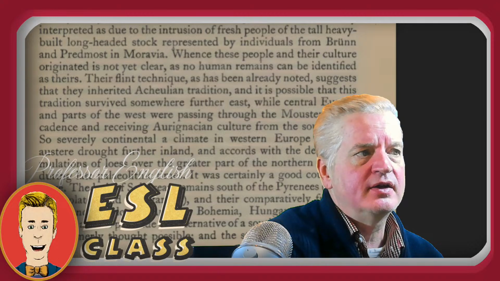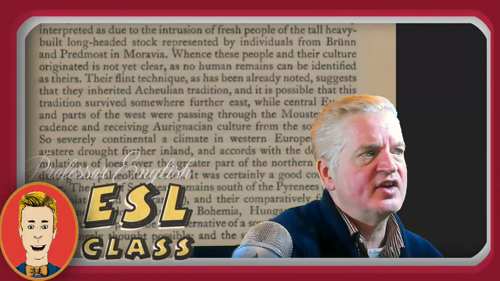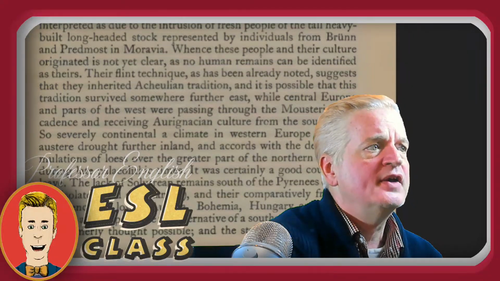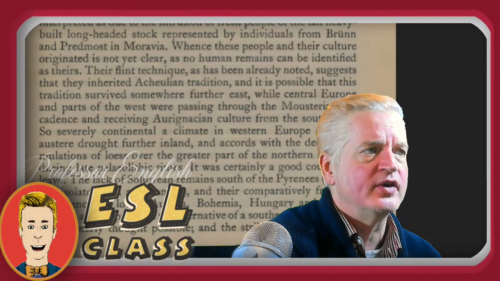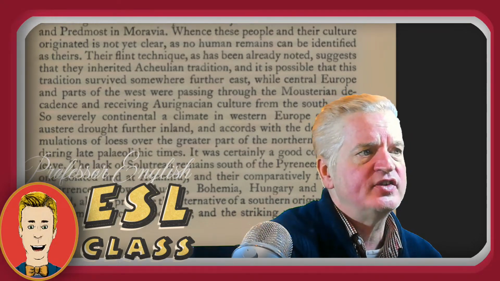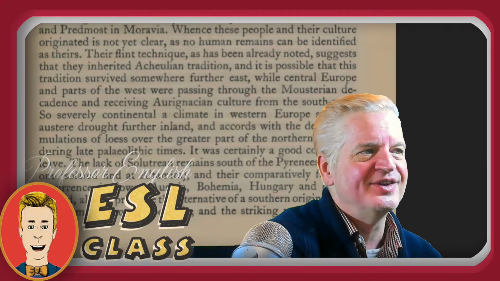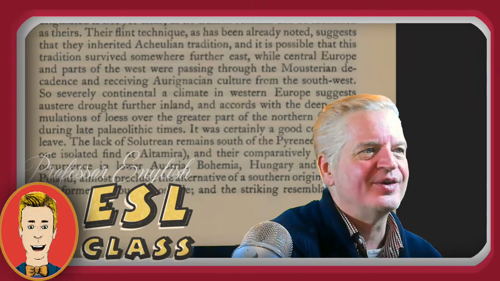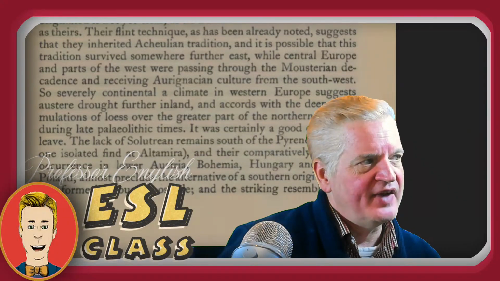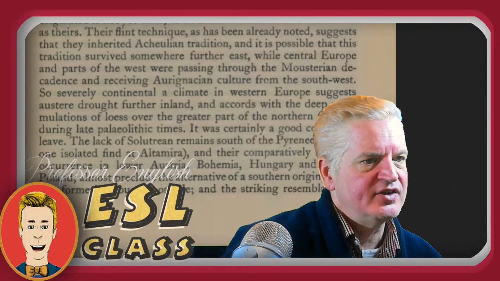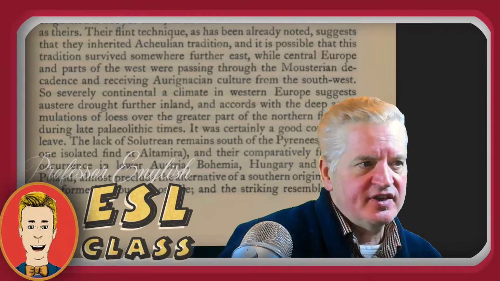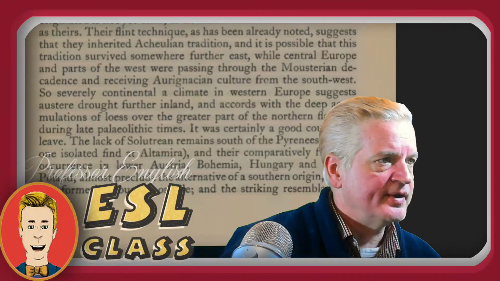Their flint technique, as has been already noted, suggests that they inherited a Solutrian tradition, and it is possible that this tradition survived somewhere further east, while Central Europe and parts of the West were passing through the Mousterian decadence and receiving Aurignacian culture from the southwest. So they're speculating that there was some kind of invasion of other people. They don't have any evidence of these people, no remains. But I guess they see evidence of these tools that they were using.